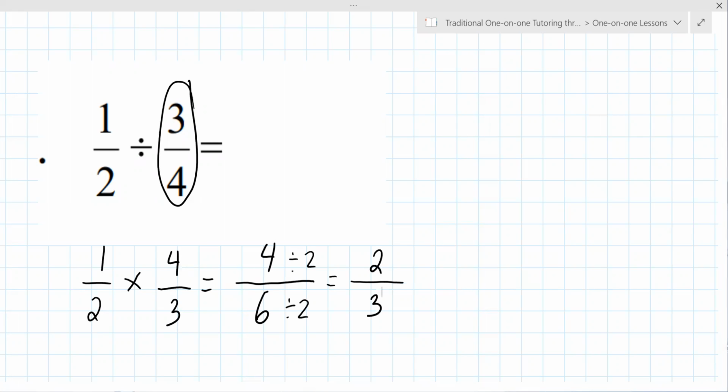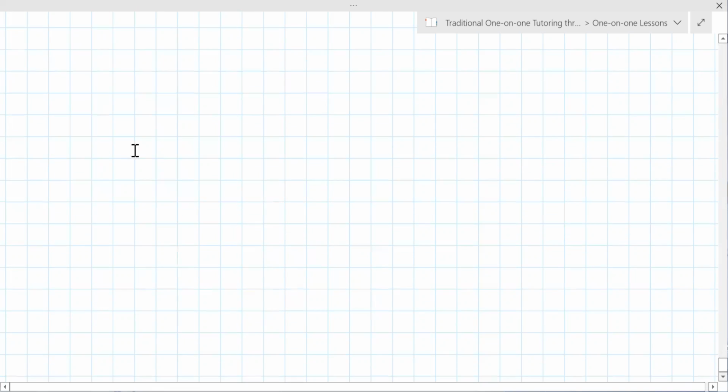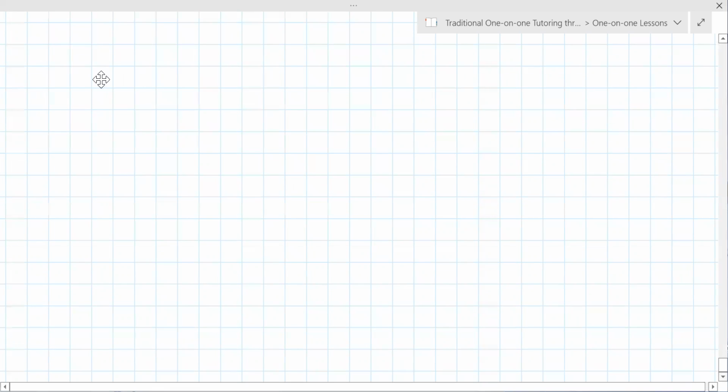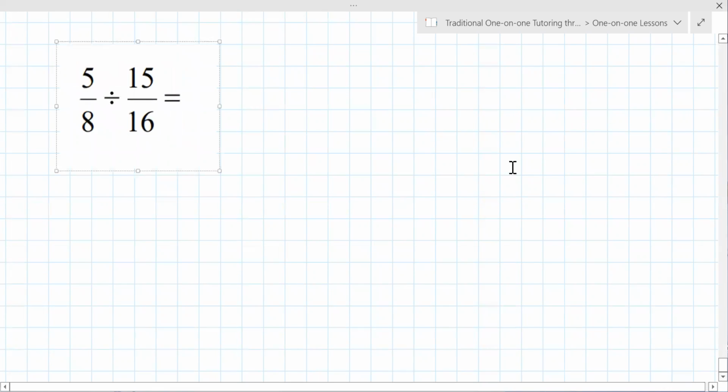Would you like us to do one more problem or stop here? We could do one more problem. Okay. All right, so this one's going to be a little bit bigger in terms of the numbers, but it's the same process. You never divide. And I'm repetitive because you need to hear that. It's always multiplication by the flip.